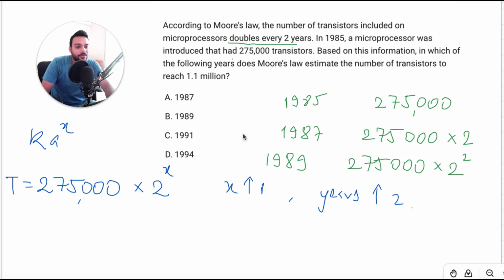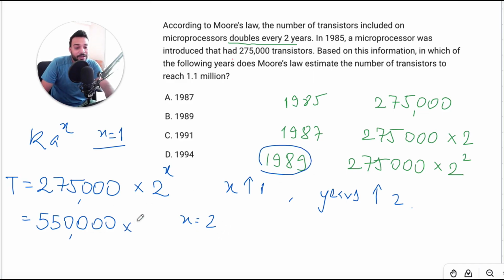Now for 1987, we can see 275,000 times 2, or just put x equal to 1 for 1987. This becomes 550,000. You can check on your calculator as well. Then when x is equal to 2, that would be 1989. This would become 275,000 multiplied by 4. This gives us 1,100,000. That's exactly 1.1 million, which is what we asked. So option B is the correct one, 1989.